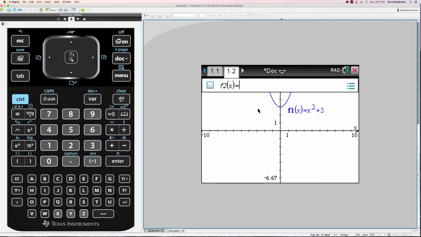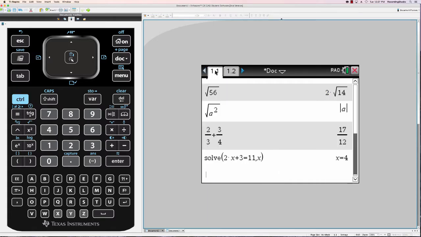Now, before we leave this session, observe the top of the screen and see the tabs for problem 1.1 and problem 1.2. 1.2 is highlighted, which is the current graph screen. 1.1 is the calculator page that we worked on before. If you would like to see the calculator page, just move your cursor over and click on 1.1, and now you're back to the calculator page that you were on before.